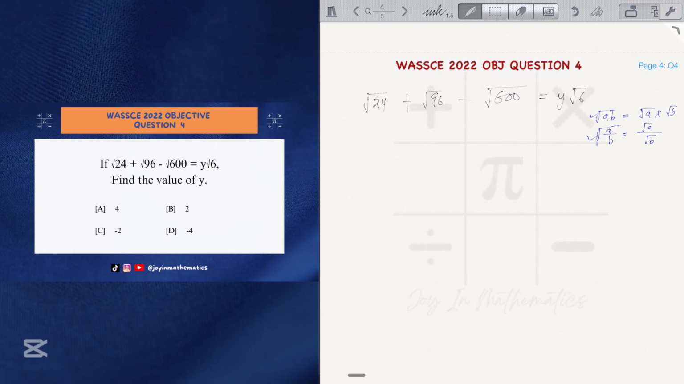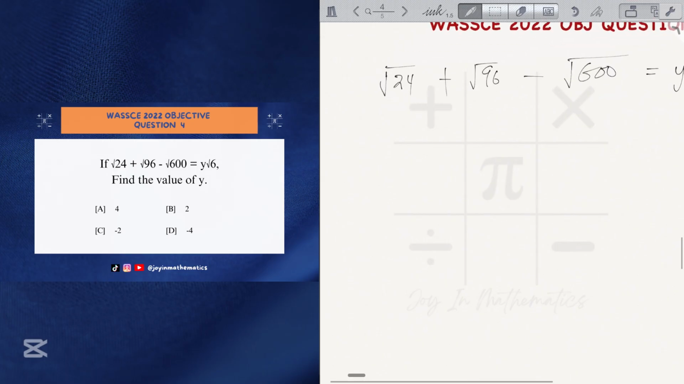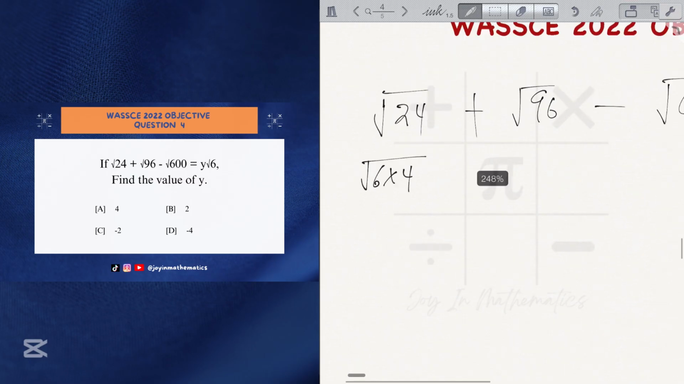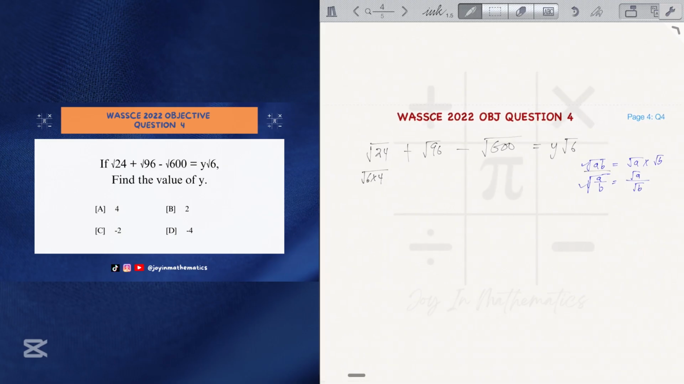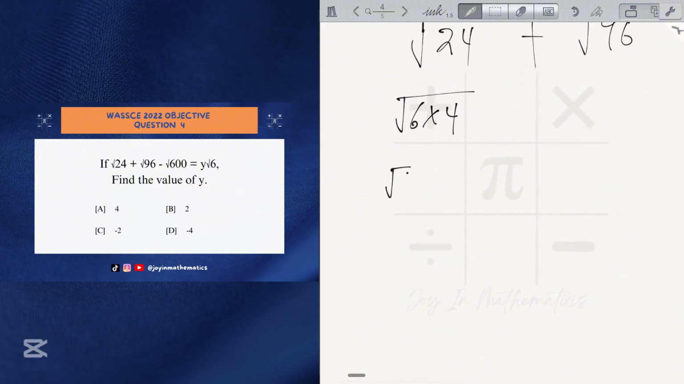So the first thing we will do is to convert root 24, root 96 and root 600 all into basic surds. Let's begin with root 24. Root 24 is written as 6 multiplied by 4, and we are applying the rule where root AB is equal to root A multiplied by root B, and this will result in root 6 multiplied by root 4.